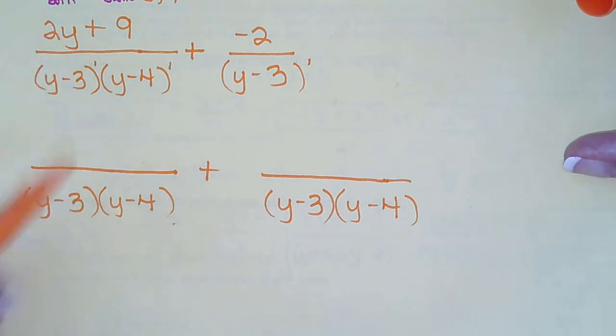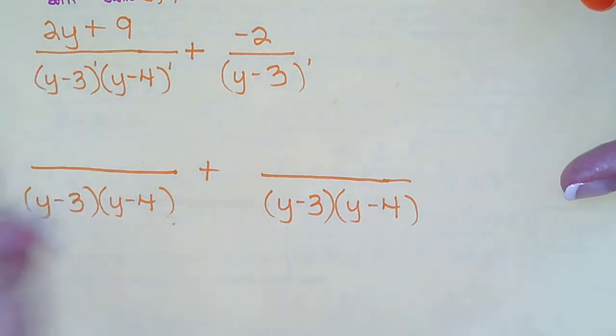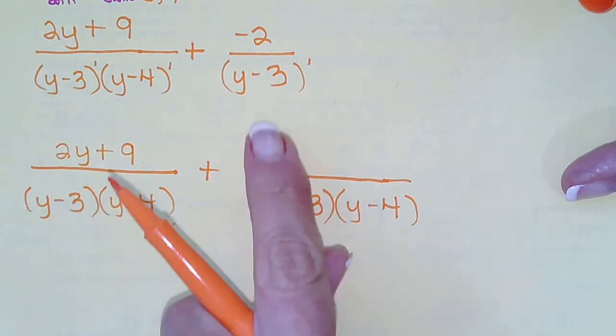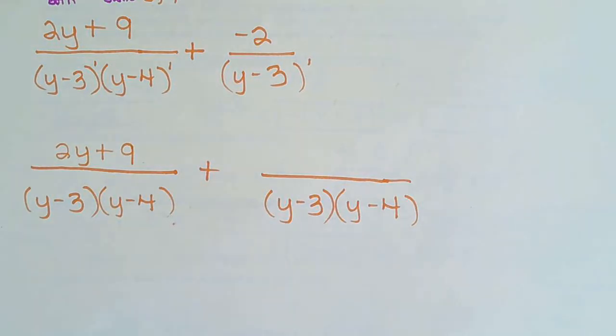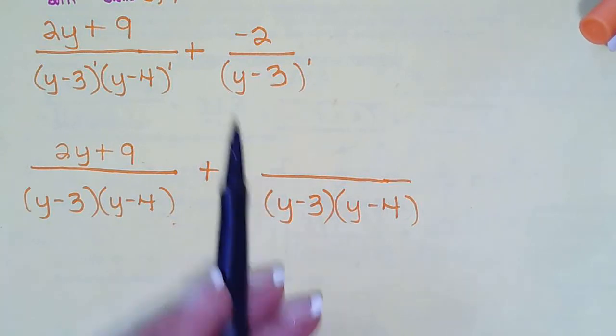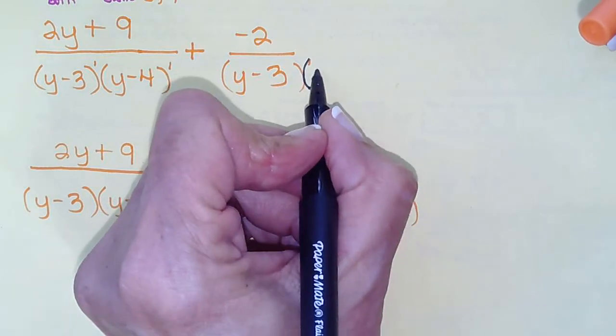So what I notice is, oh, how convenient. This one already has a common denominator, so I just bring that numerator down as is. But not true on this one. It does not have the common denominator, so I need to say to myself, what is this one missing to make it look like this? It's missing y minus 4.